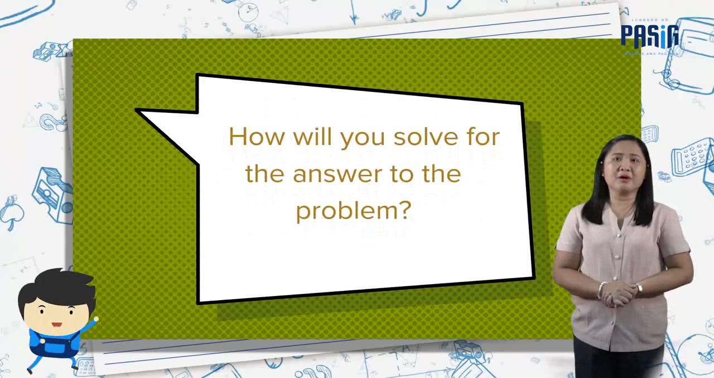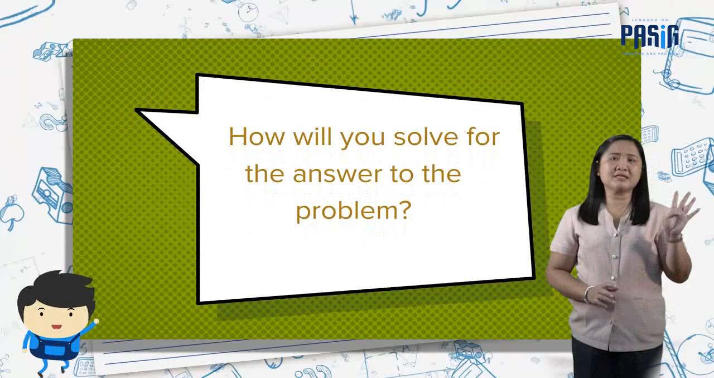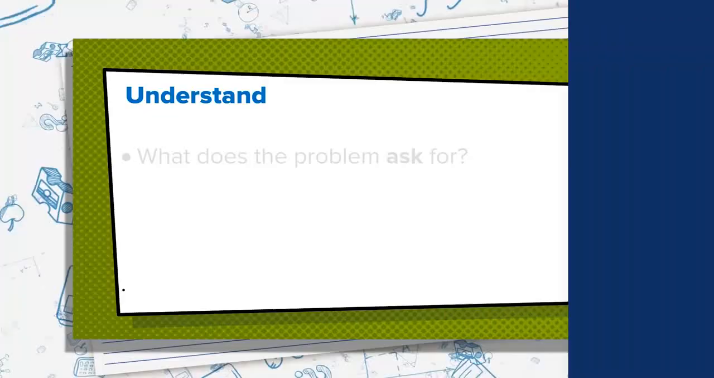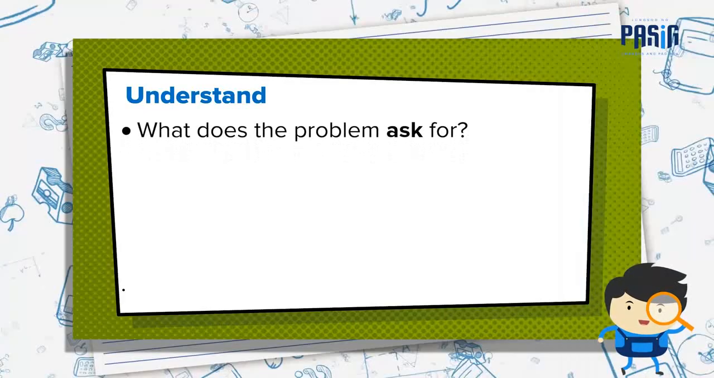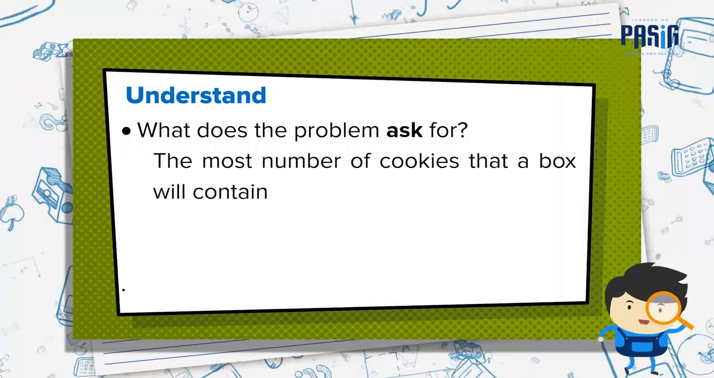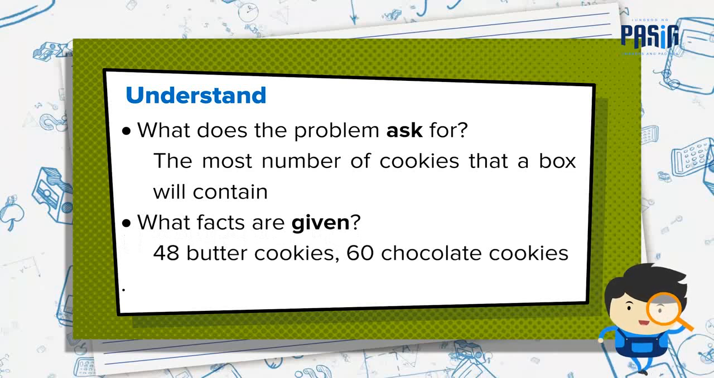To solve this problem, you can use the 4-step plan in problem solving. Step 1. Understand. There are 2 questions that need to be answered under step 1. First, what does the problem ask for? In the problem that we read earlier, it is asking for the most number of cookies that a box will contain. Second question, what facts are given? 48 buttered cookies and 60 chocolate cookies are the given facts.